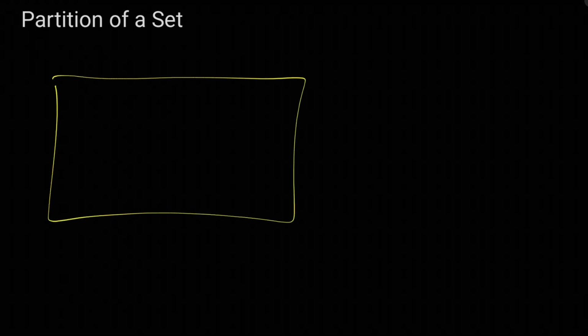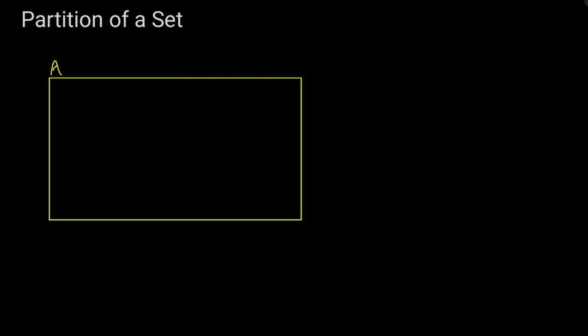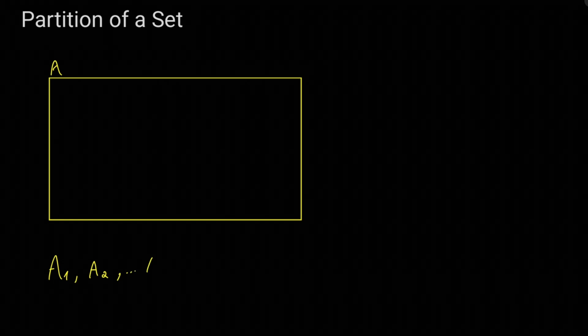A partition of a set is a way to break it into non-overlapping parts. Let's define this properly. Suppose you have a set A. I will draw it as a rectangle here. And then imagine a collection of subsets of A. You have subsets A1, A2, AN. These subsets must follow three rules.